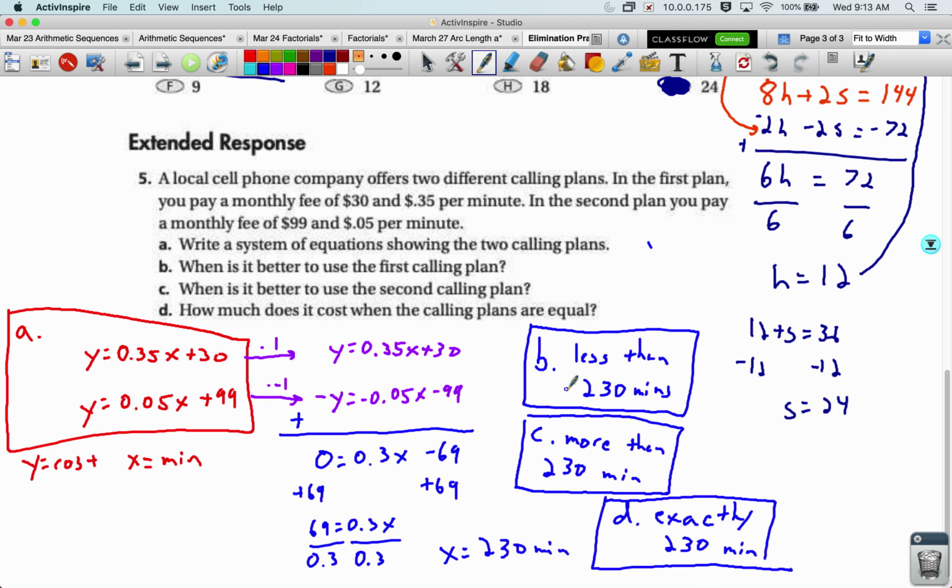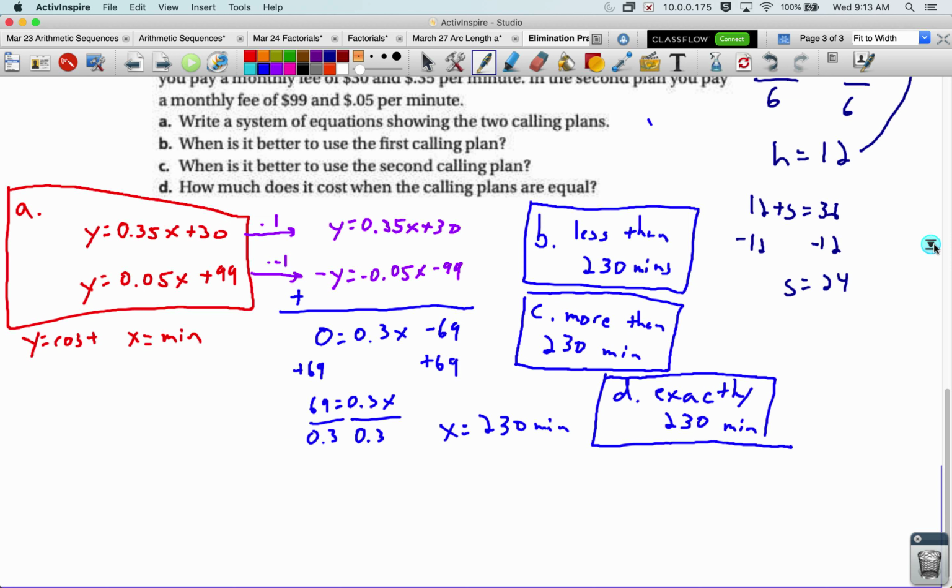So my answer to B is less than 230 minutes. Plan A is cheaper because it has the lower flat fee. And after 230 minutes, plan B is cheaper. Then in D, how much does it cost when the plans are equal? So for that, I need to plug that 230 back into either of my equations and solve.